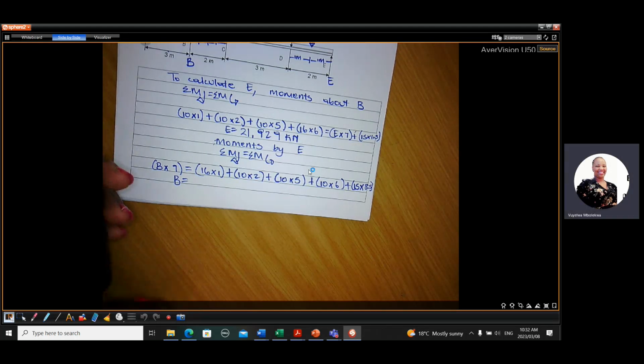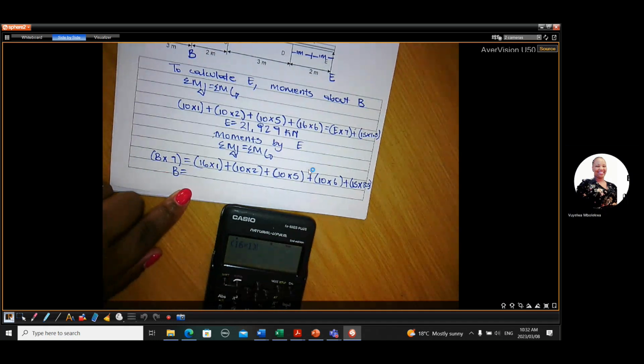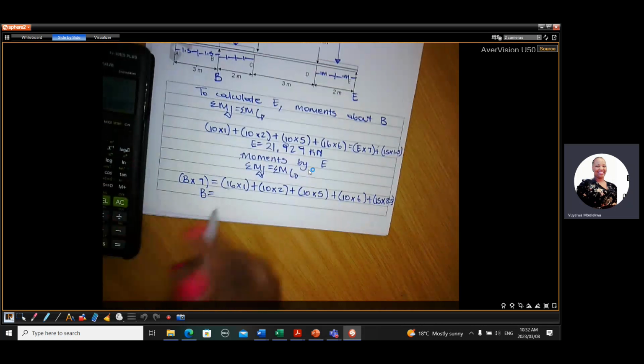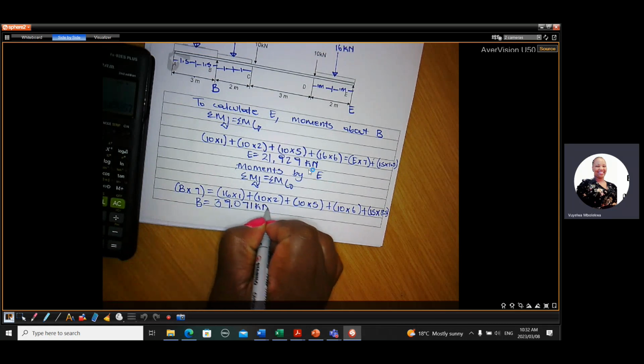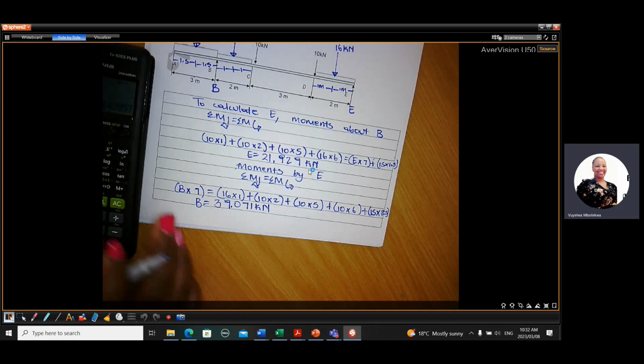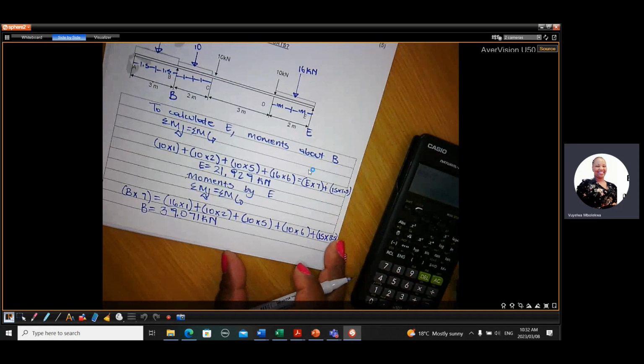Okay, so B is going to give us 16 times 1 plus 10 times 2 plus 10 times 5 plus 10 times 6 plus 15 times 8.5, all that divided by 7. It gives us 39.071 kilonewtons. Okay, so that is how we calculate the reactions at support.